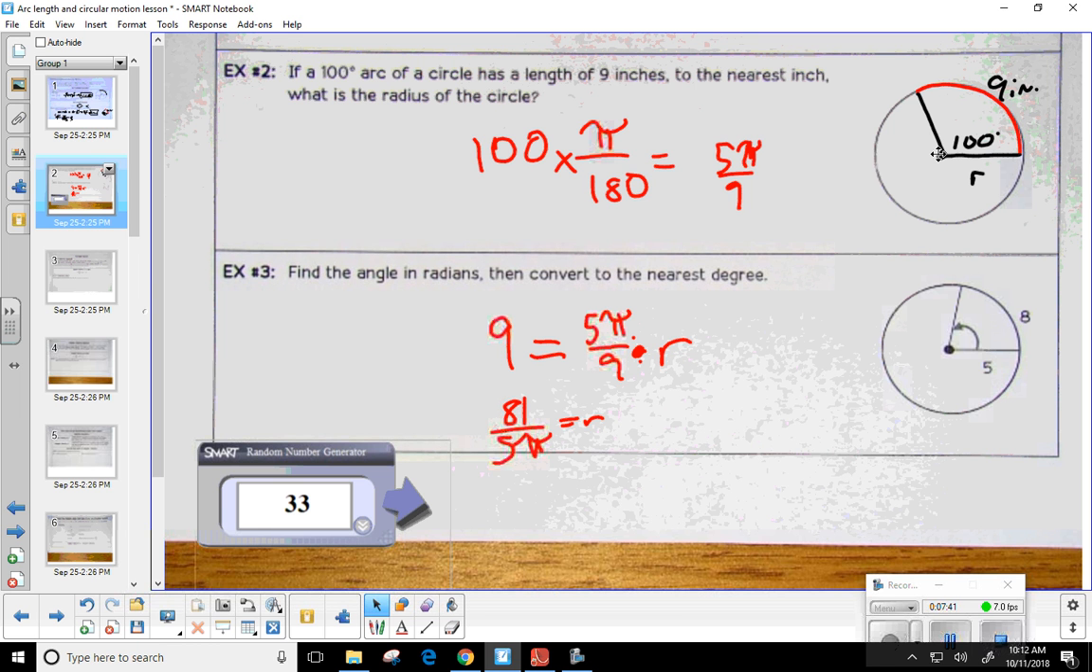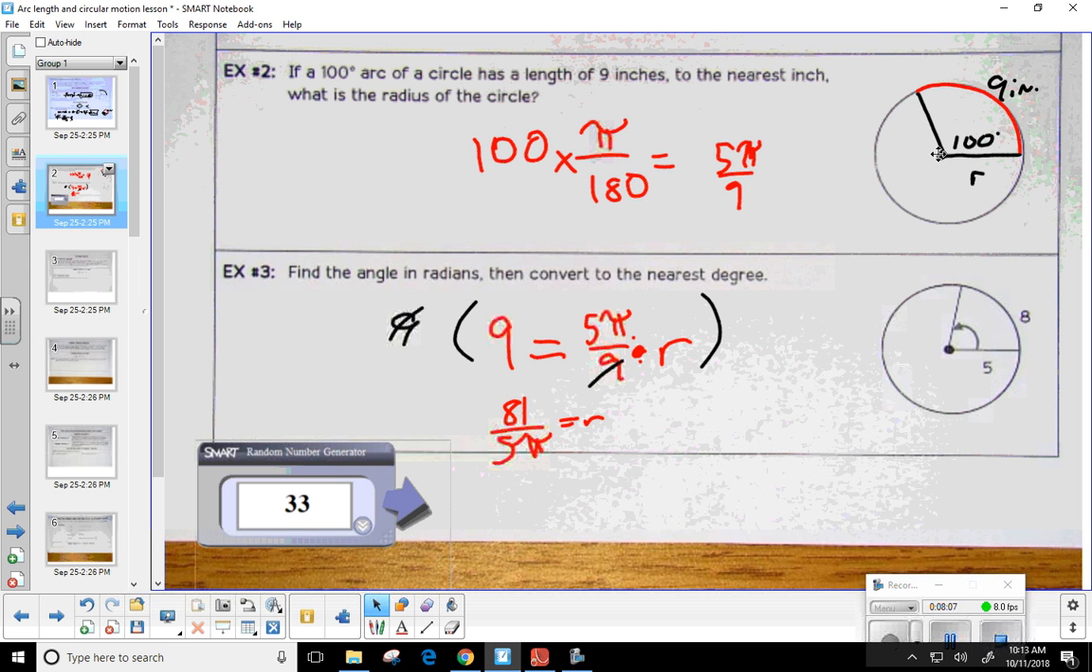All right. Now, let me make sure that everybody's on the same page. What I just said, he's going to go ahead and multiply through by 9. 9 times 9 is where the 81 came from, but these 9s would cancel. Now, you could have done it another way. If you're dividing by a fraction, you would multiply by its reciprocal. So it still would have given you 81 over 5 pi. Okay, now this one says to the nearest inch. So let's go ahead and convert that.